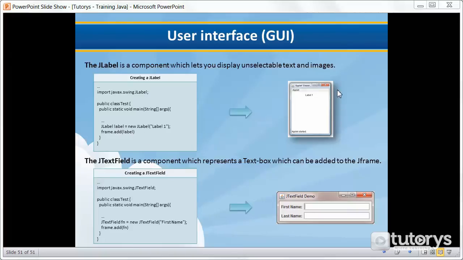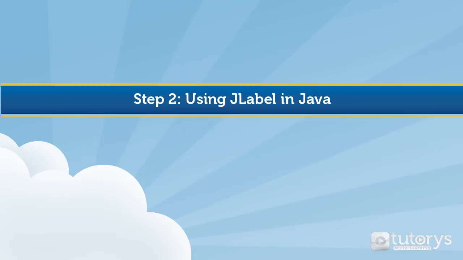And then, as you can see, this is what we would get. We have a label, which has label 1 as its text. So that's the theory behind the JLabel component. In the next step, we're going to see how to use this in Java.